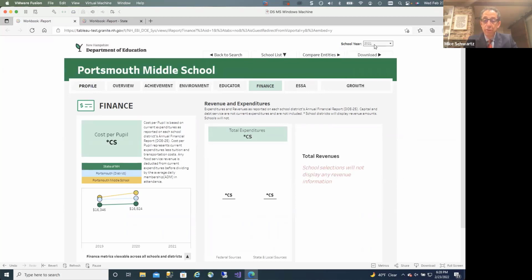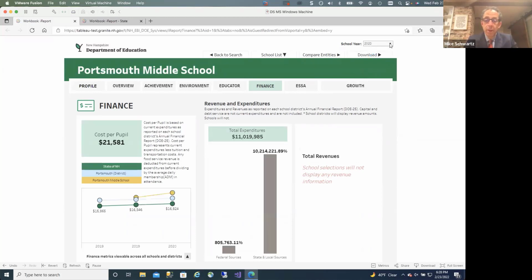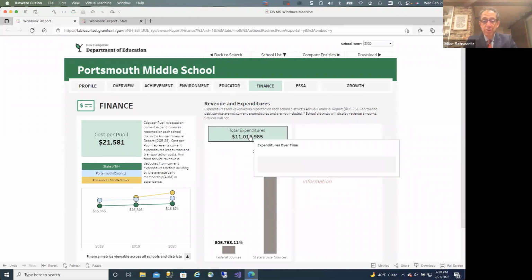We don't have 21 data in yet for finance, but if I switch back to 2020, and I didn't mention that before, but you can see different years here. You can see finance information. Now we're looking at a middle school. And so something else I need to point out is sometimes the information is a little different at the school level than at the district level. Finance is one of those examples.